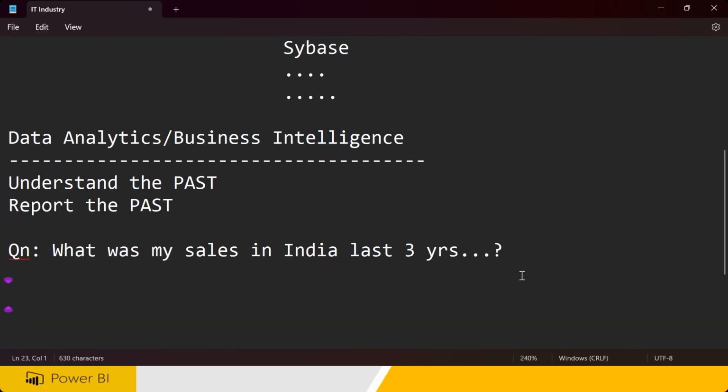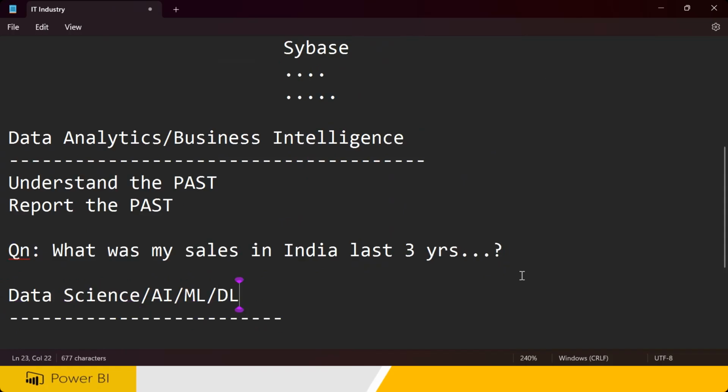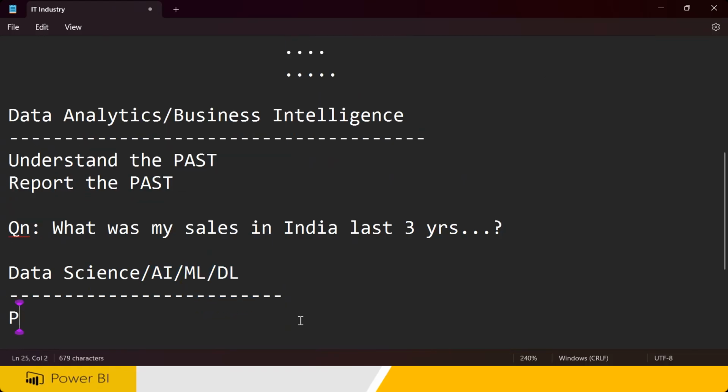We have one more thing, data science. Data science is called artificial intelligence. It is also called machine learning. Clear? Now, in advanced we also have deep learning, because machine learning can work with a small amount of data, while deep learning will work with a large amount of data. So today, data science means artificial intelligence, AI and ML, and deep learning are more tools being used. So what is the meaning of data science? Data science means predicting the future.